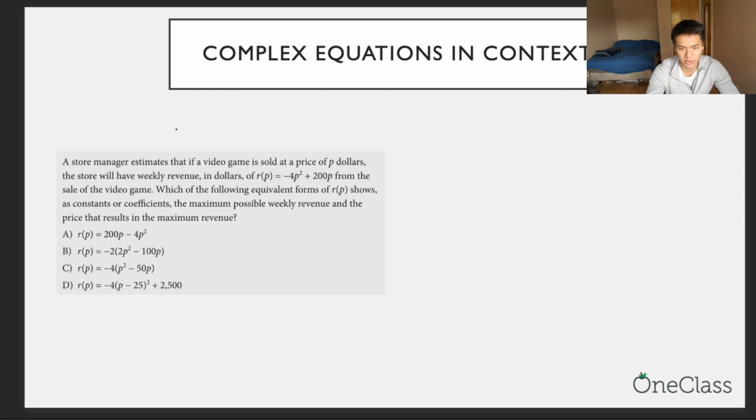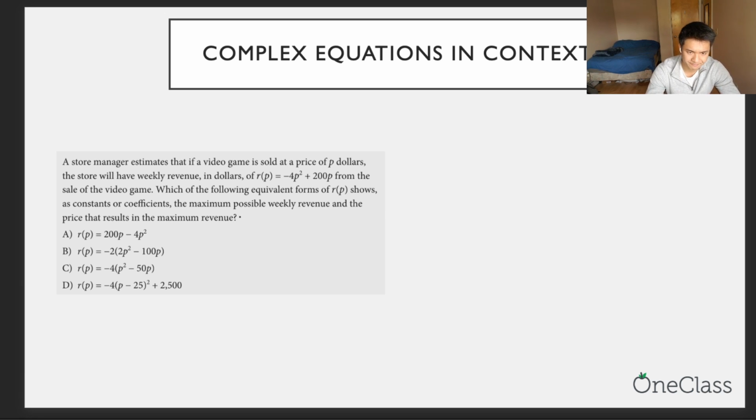Okay, and then this last question here is going to help us understand a modeling sort of approach, which is saying how comfortable are we dealing with contexts and manipulating them into different forms. So the question says, a store manager estimates that if a video game is sold at a price of $P, the store will have weekly revenue in dollars of R(p) equal to -4p squared plus 200p from the sale of the video games. Which of the following equivalent forms of R(p) shows as constants or coefficients the maximum possible weekly revenue and the price that results in the maximum revenue?